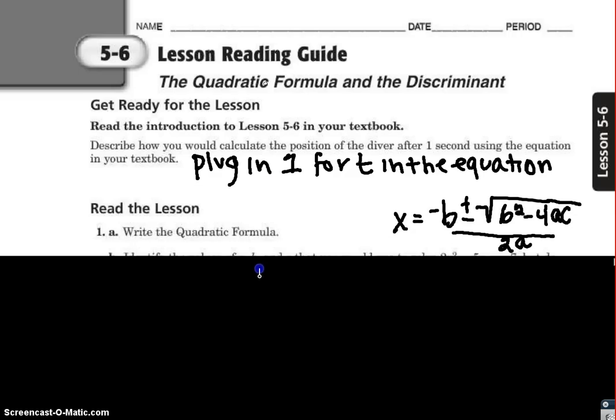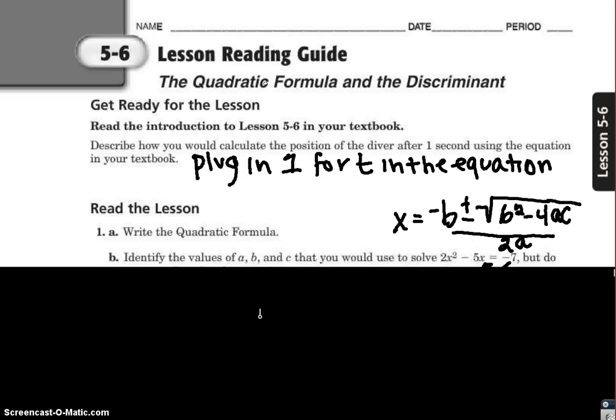So I want you to go ahead and write down the quadratic formula. It's x equals negative b plus or minus the square root of b squared minus 4ac, and it's all divided by 2a. Okay, so let's look at the second part.